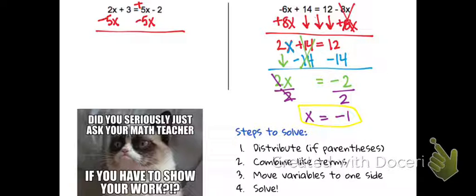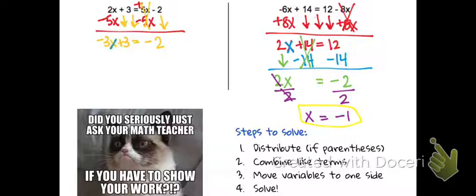So let's start adding. 2x minus 5x is negative 3x. There's nothing here, so just plus 3. And then my equals. 5x minus 5x is 0. And then here, make sure you keep that sign. That's negative or minus 2. Now we have a two-step equation.